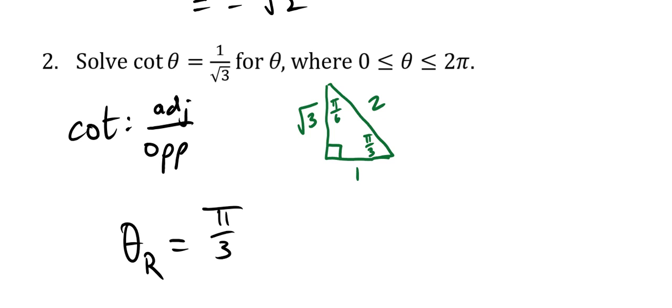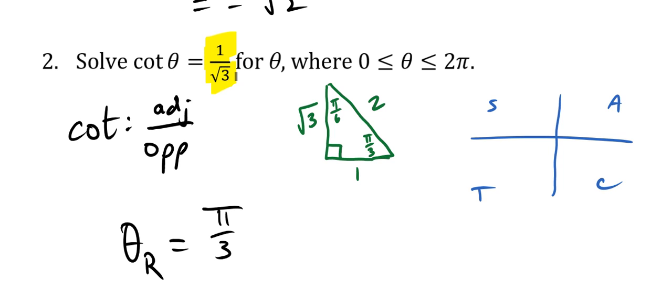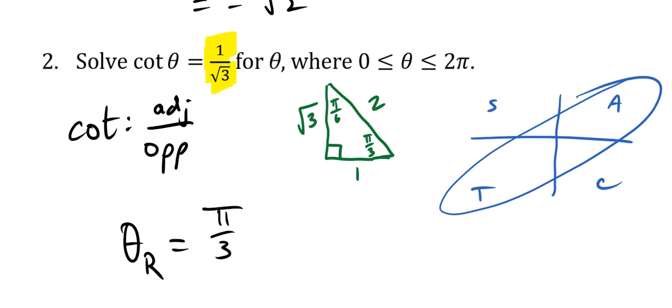And then I'm going to, again, use CAST. What does CAST help me with this time? Well, the solution, 1 over root 3, is positive. I know that because there's no negative sign in front of it. That's a positive number, so that means I must be in a positive quadrant. And in this case, there's no way to narrow it down further.